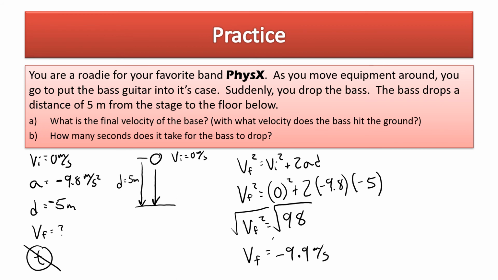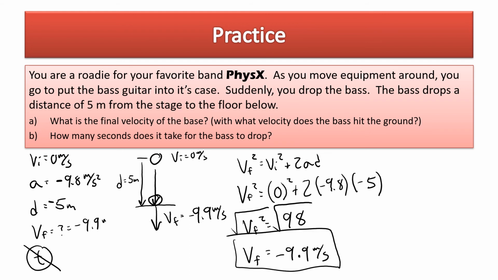Well, why would I choose to make it negative 9.9? Because your final velocity is downwards. The direction of this vector is down, 9.9 meters per second in the downward direction. So when I'm doing that square root, I want to make sure I make it negative 9.9 meters per second, so it agrees with all the other signs that I've been doing. So I'll erase this stuff and we'll do part B, which asks you to find the time.